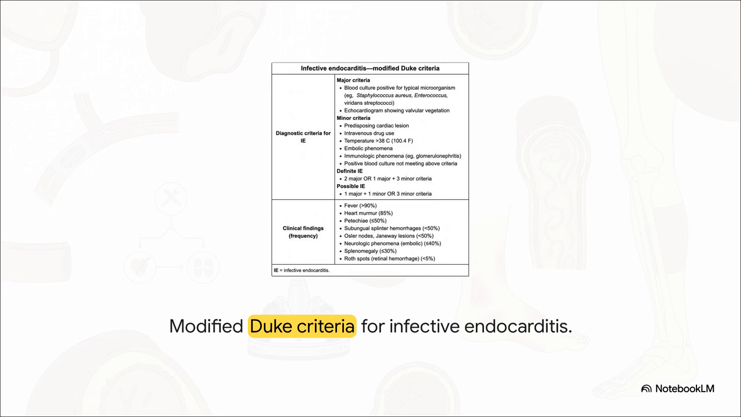You're mainly hunting for two major criteria here. Number one, typical positive blood cultures. Think Staphylococcus aureus or viridans streptococci. And number two, an echocardiogram clearly showing a valvular vegetation.